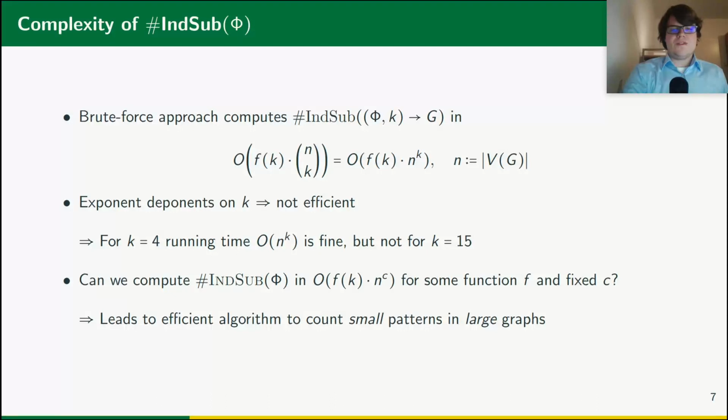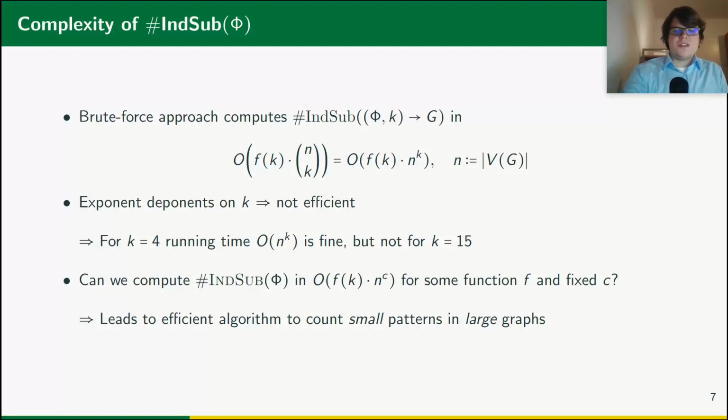So you can see that for something like k is equal to 15, this exponent is huge, meaning that even for graphs of moderate size, this is no longer feasible. Instead of having an exponent that depends on k, like here, we would like to have an exponent that's independent of k, like here. So basically, we would like to get a runtime of the form f of k times n to the c, where c is some fixed number, meaning that the runtime does not explode with k anymore. This would lead to more efficient algorithms that can count small patterns in large graphs.